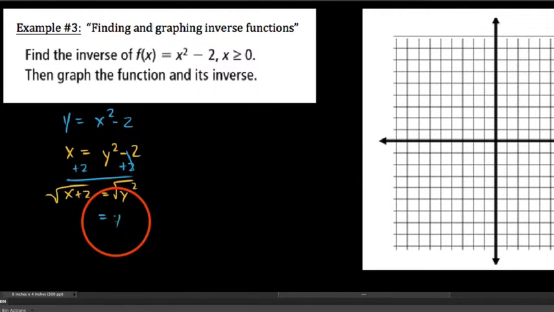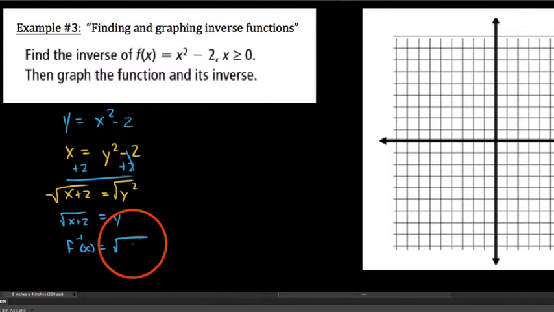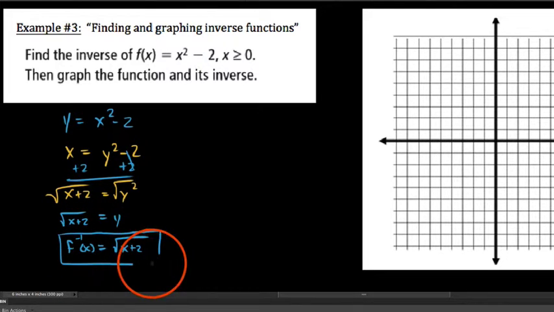And so what I'm going to say is this. Just to keep this as being a function, instead of plus or minus the square root of x plus 2, I'm just going to write it thusly. And so we finally end up with f inverse of x, and f inverse of x is equal to the square root of x plus 2. And I'm going to put a box around this. This is our inverse function right here.